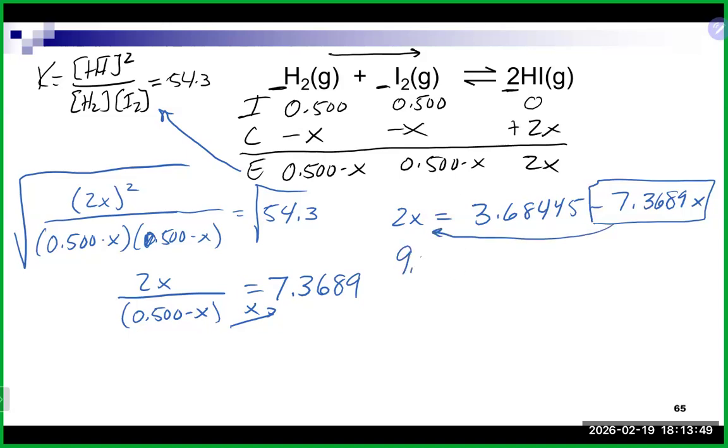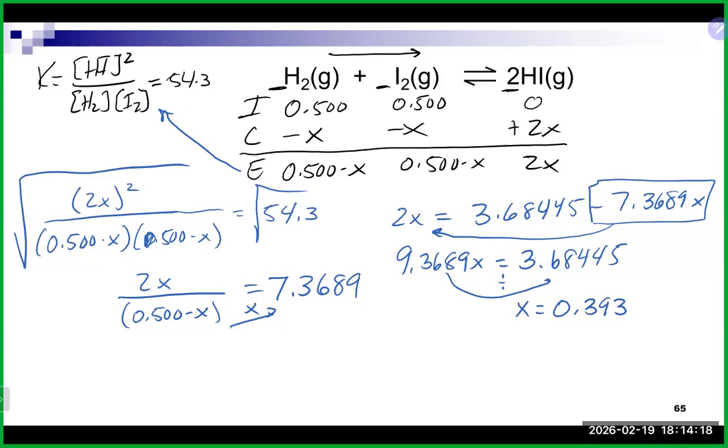That's going to get me 9.3689x equals 3.68445. Lastly, we're going to do a little dividing action there. And we will end up with, I hope, a number. Looks like x is going to equal 0.393 in this case. Any questions on that there?